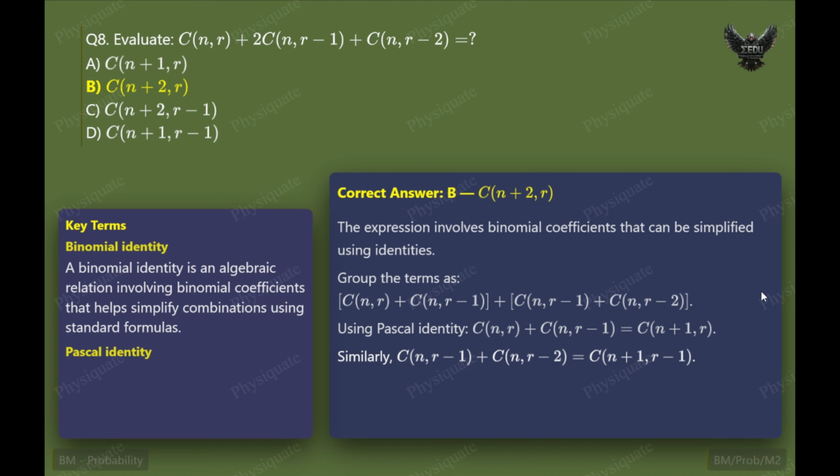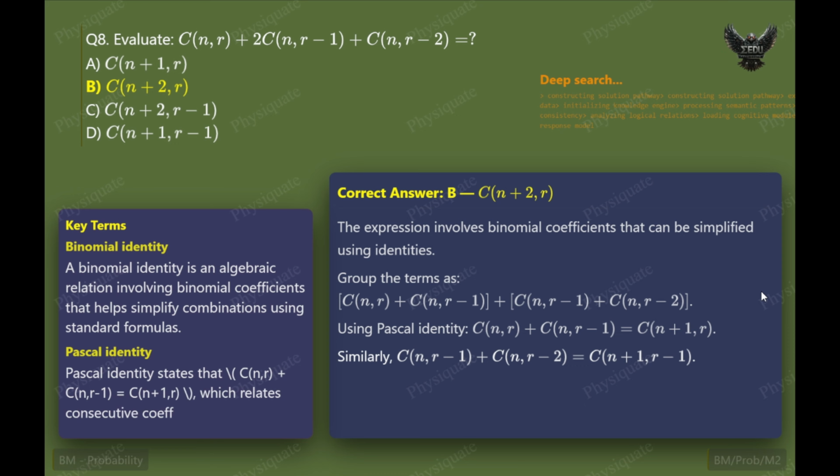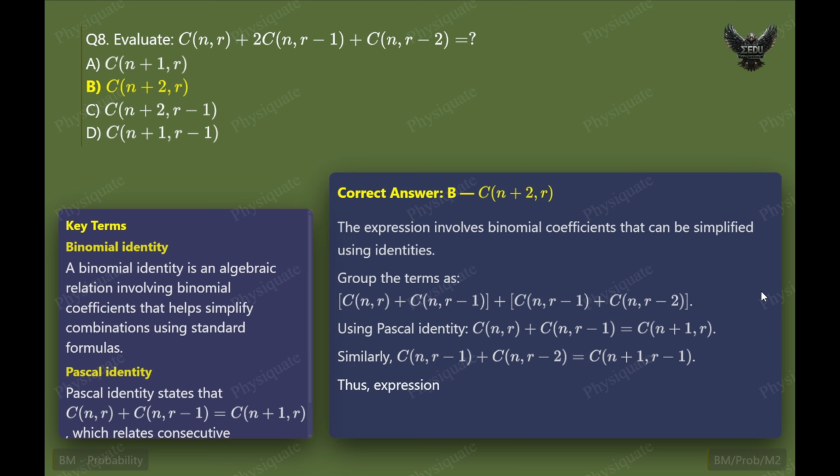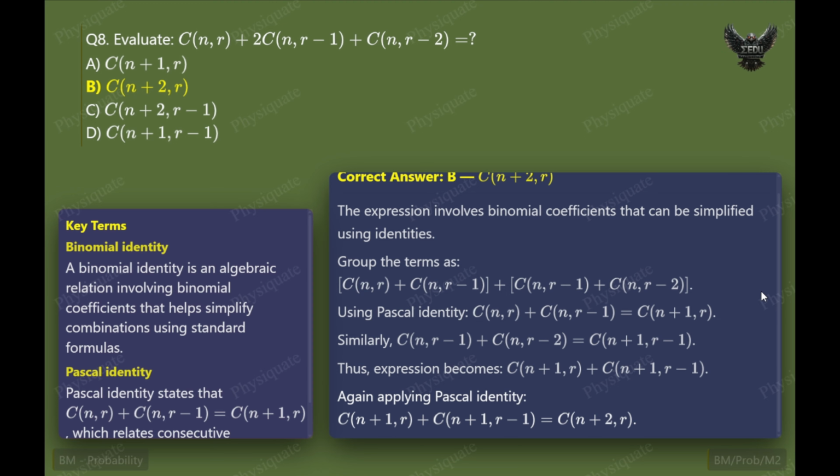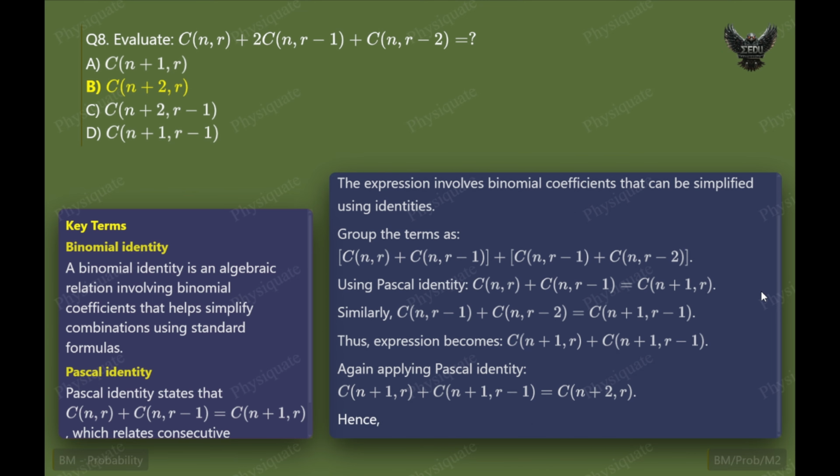Let us examine Pascal identity. Pascal identity states that C(n,r) + C(n,r-1) equals C(n+1,r), which relates consecutive coefficients. Thus, the expression becomes C(n+1,r) + C(n+1,r-1). Again applying Pascal identity, C(n+1,r) + C(n+1,r-1) equals C(n+2,r). Hence, the final result is C(n+2,r).